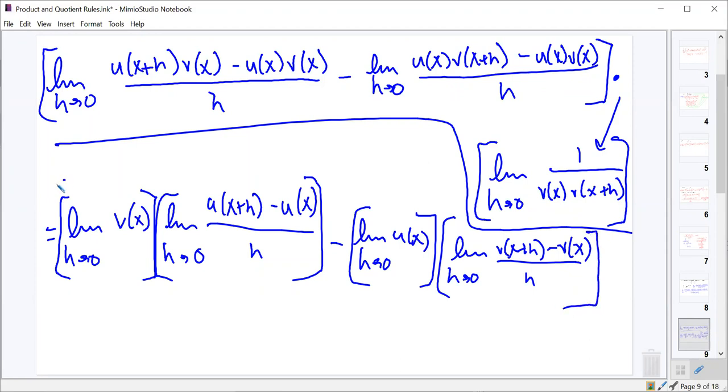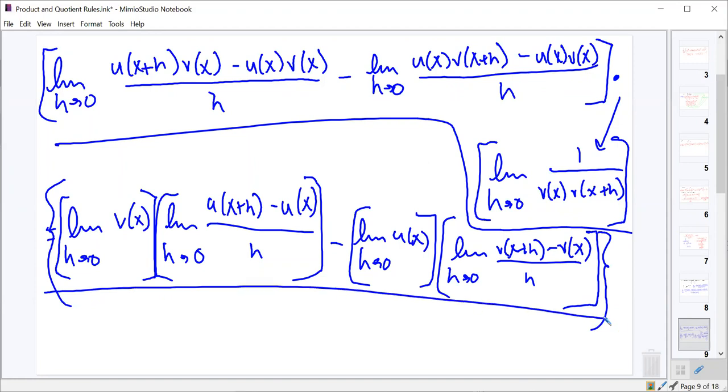And what's this limit as h approaches 0 of v of x times v of x plus h? As h goes towards 0, what is that? v of x squared. That's just v of x times v of x, or v of x squared. And it's in the denominator, so I'll just put it down here underneath all of it, v of x squared. Everybody good with that so far?